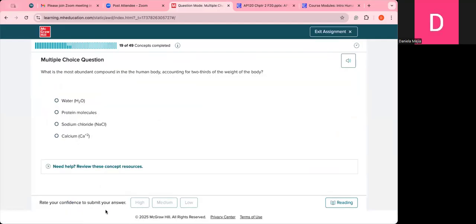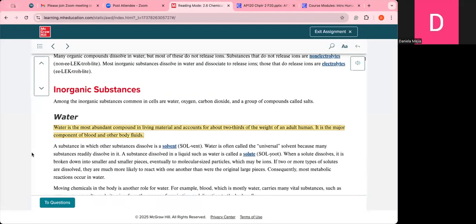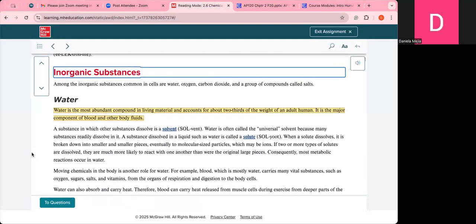Okay. What is the most abundant compound in the human body, accounting for 2/3 of the weight of the body? Water, protein molecules, sodium chloride, or calcium? Water is the most abundant compound in living material and accounts for about 2/3 of an adult human. It is the major component of blood and other body fluids.